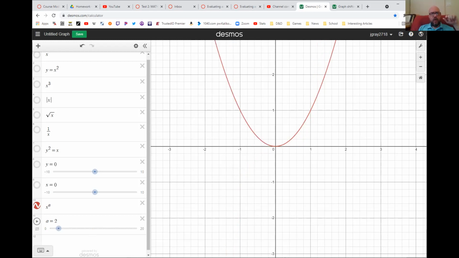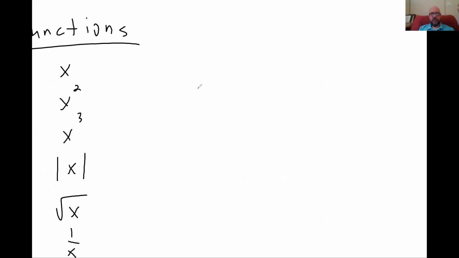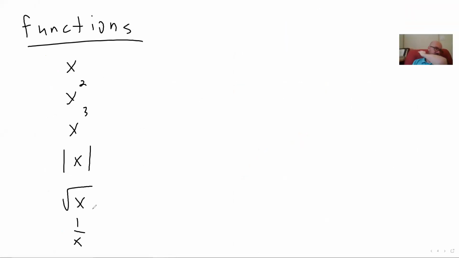So that's the basic idea of the 6 parent functions, right? You remember these, and that gives you a nice base to be able to graph from.